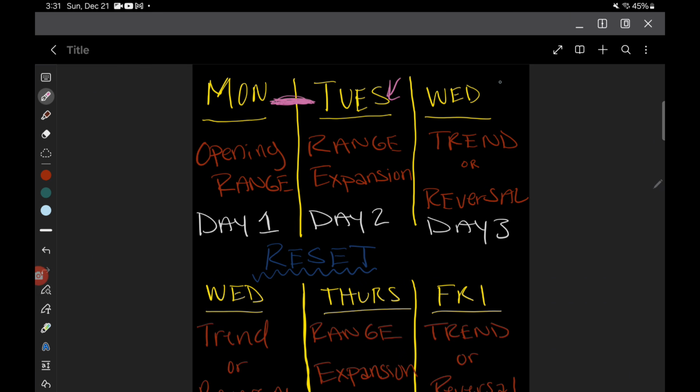So day 3, which is Wednesday, is the day that we take our trades. I don't take my trades on Monday. I sometimes take my trades on Tuesdays on the range expansion days, but that's just me personally. But there will always be a trade on Wednesdays and Fridays because that's day 3. So on day 3, we're looking for either a trend or a reversal.